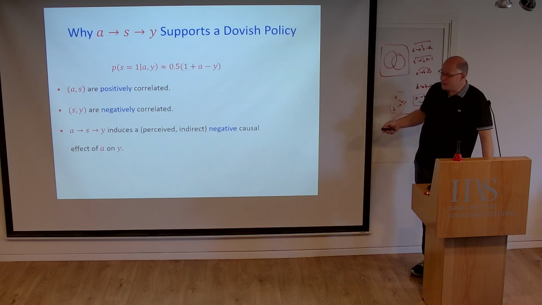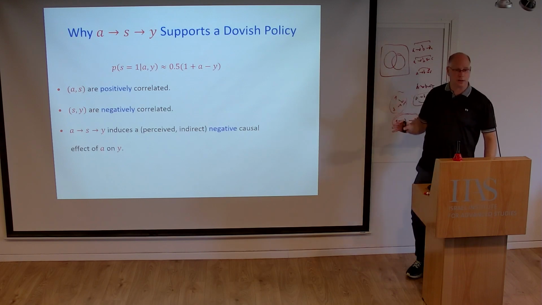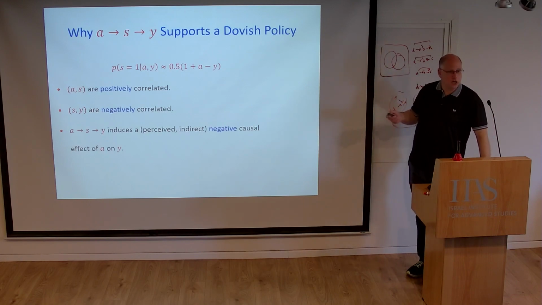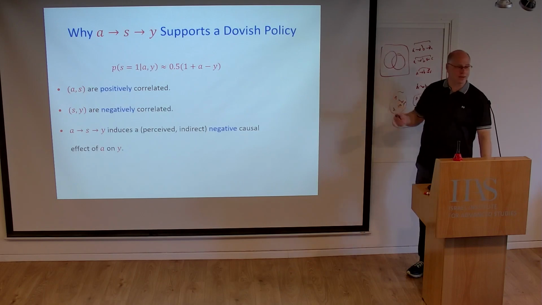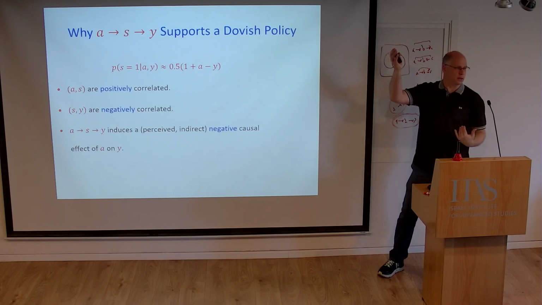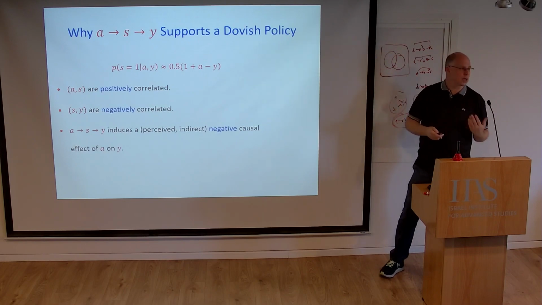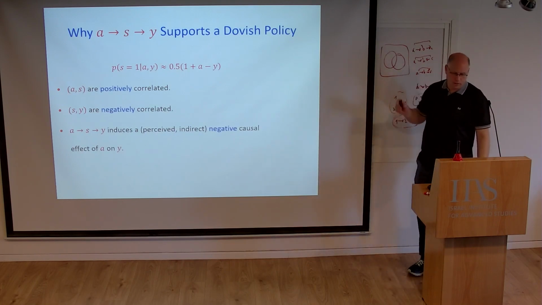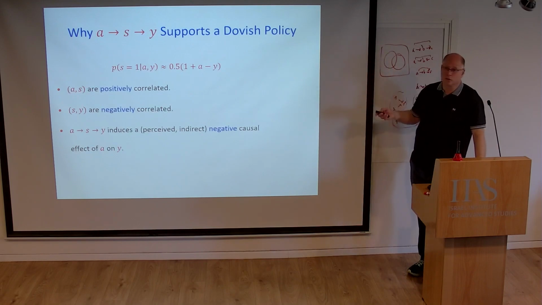Again, this is not a mistake. There is no causal effect of S on Y. But that's the causal misinterpretation of the way S and Y are correlated. So this negative correlation between S and Y is interpreted causally. And so the voter says to himself, given this narrative, A positively affects S and S negatively affects Y. That means that A has an indirect negative effect on Y. And so that means that if we want to increase Y, we want to lower A. So we want to be doves in order to increase the chances that the rival regime is going to be weak. So that's why we have this alliance between the lever narrative and the dovish policy.